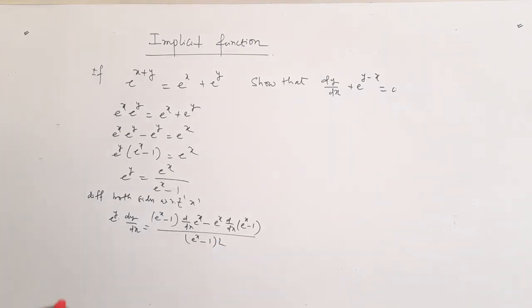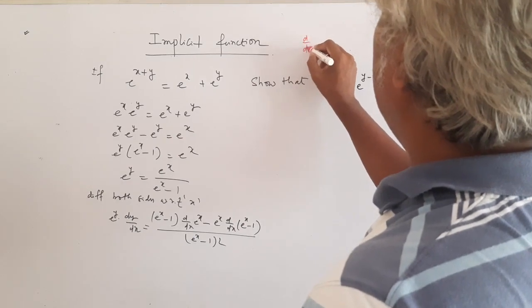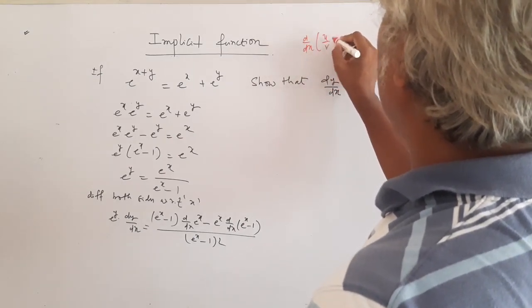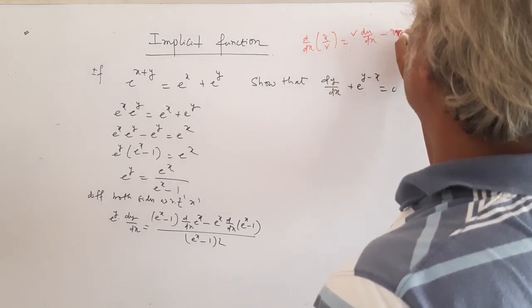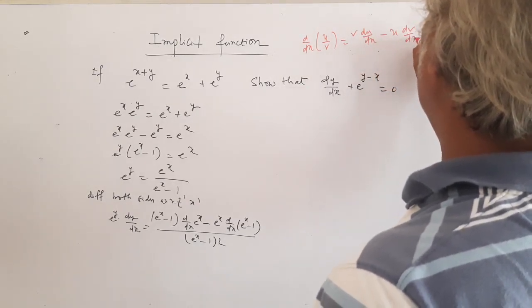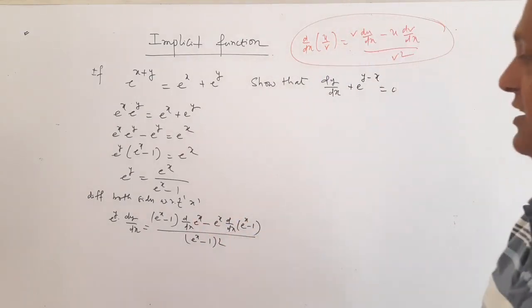The rule I applied is called differentiation of quotient, which goes like this: d by dx of u over v is v du over dx minus u dv over dx, over v square. This is what I have applied here.